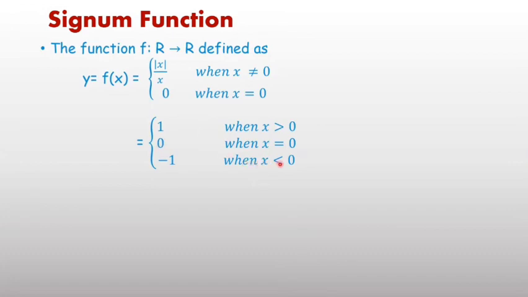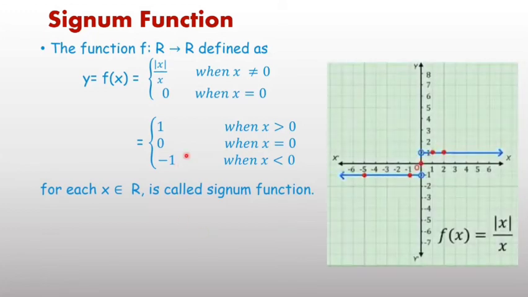If x is less than 0, take example here, minus 4. Mod of minus 4 is 4, upon minus 4. 4 upon minus 4 is minus 1. Whenever x is less than 0, value of f(x) is minus 1.